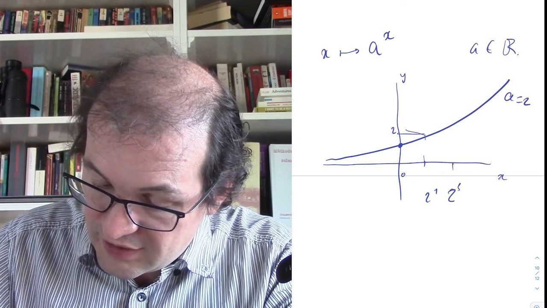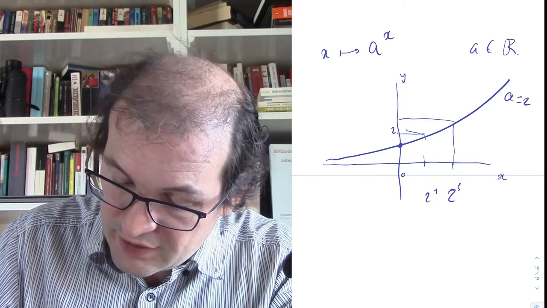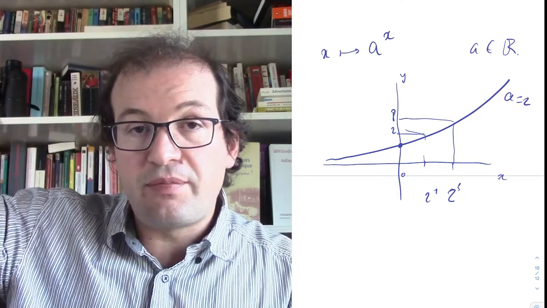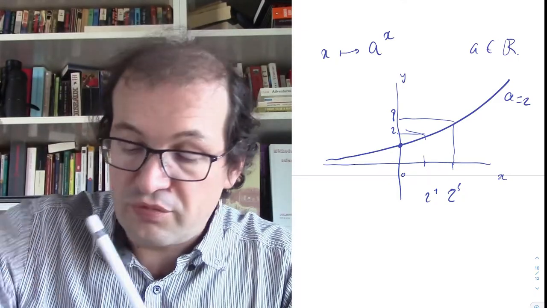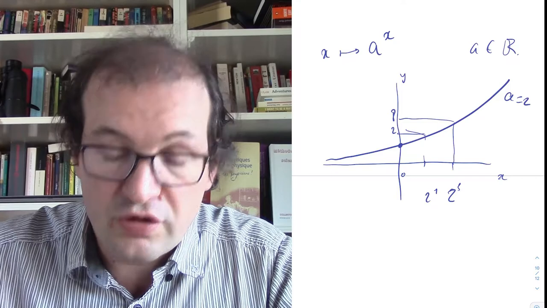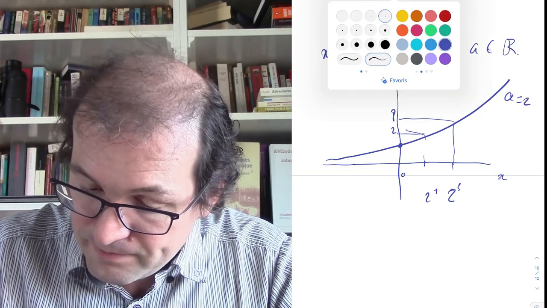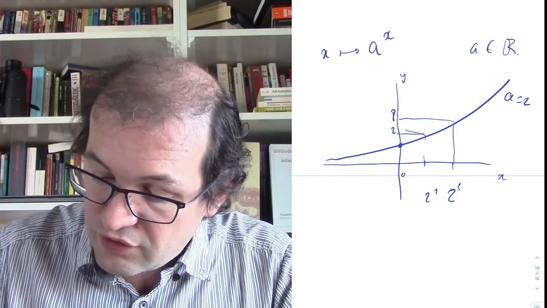2 to the 3 is 8. It's 8. So this is not to scale, this y-axis, but that's the good shape. Do it carefully, take the time to plot the functions. I'll actually show you in a little while what it is, and you'll get the exact shape. So we can take other values.